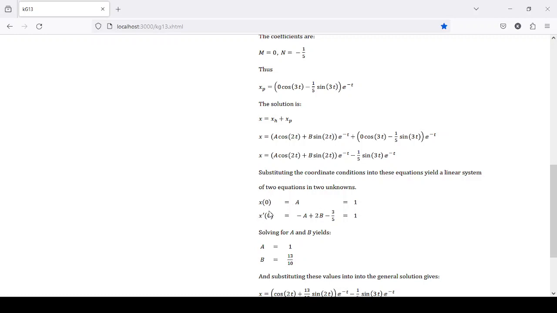The second equation, we have x dash is equal to 1. Now what is x dash? It's just the derivative of your x. So that means you will have to differentiate that and put t equal to 0 in here. And if you do that, you get minus a plus 2b minus 3 over 5. So here we have two equations in two unknowns. We solve for capital A and B, and we find capital A is 1, capital B is 13 over 10.